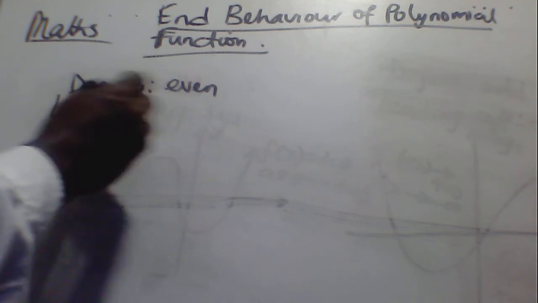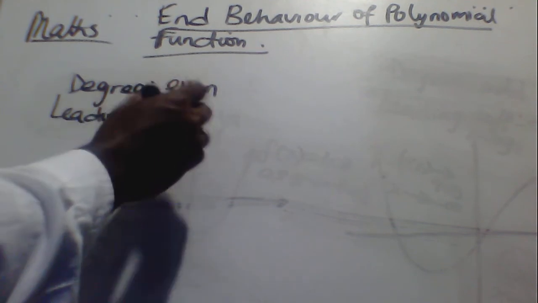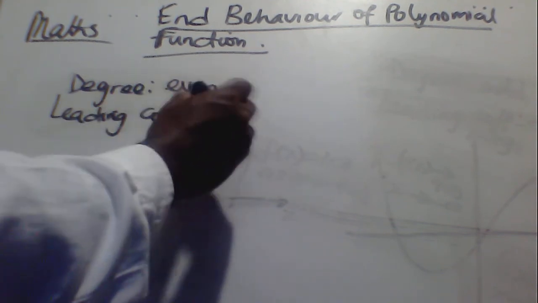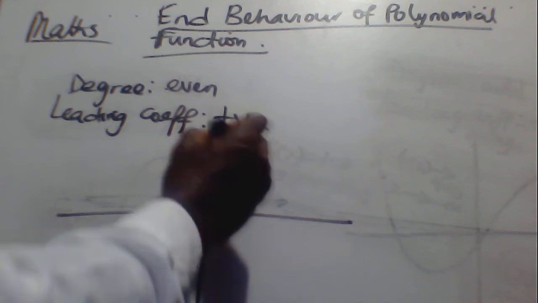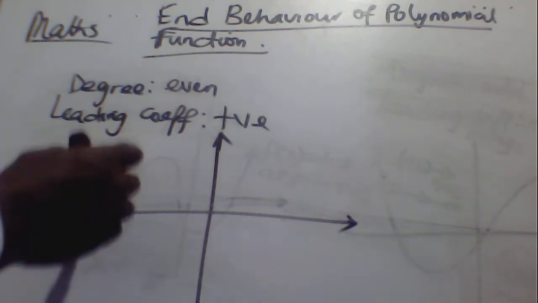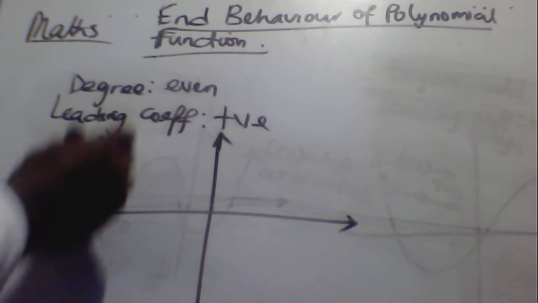So the degree, the third one, when the degree is even and the leading coefficient, short form, is positive. If the degree is even and the leading coefficient is positive, we can sketch the graph. The graph will look like this.